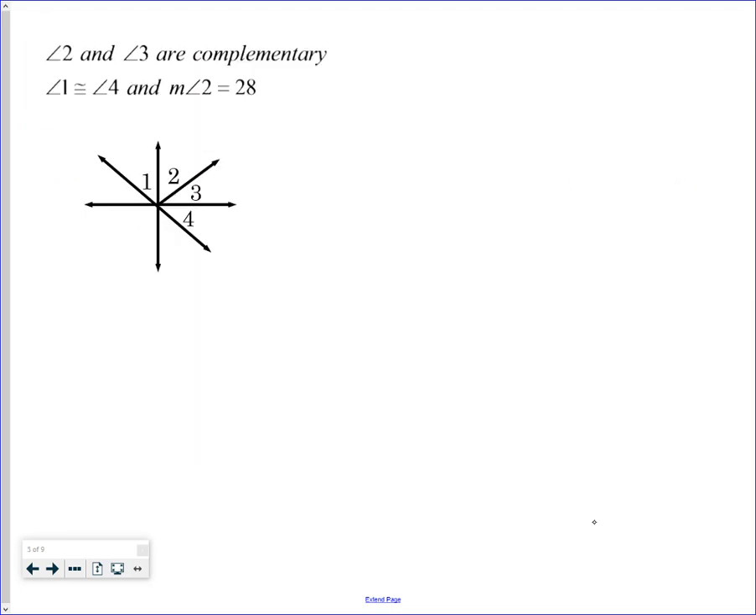Okay. Let's do a couple. Your instructions say something like find the measure of each numbered angle. That's what the directions in the book would say. So we're going to find all the angles. In the end, I'm going to have the measure of angle 1, angle 2, angle 3, and angle 4. When I'm done, I'm going to find all 4 of them. Is that okay? All right.